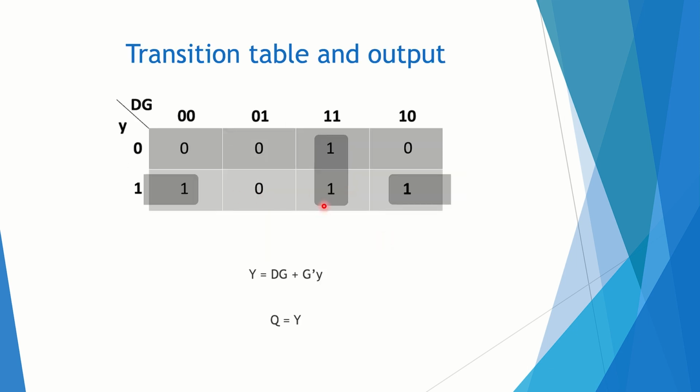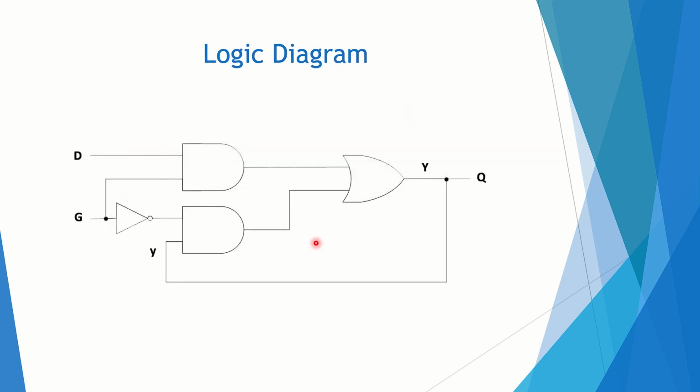So we can derive according to the combinational circuit from the K map. We can get the output equation as like this: Y as a function of small y and D, G. We can get the output capital Y here, DG plus G bar y, and Q is equal to y. You can see here this is a don't care here. So you can derive that y is equal to Q, and so this is a logic diagram.